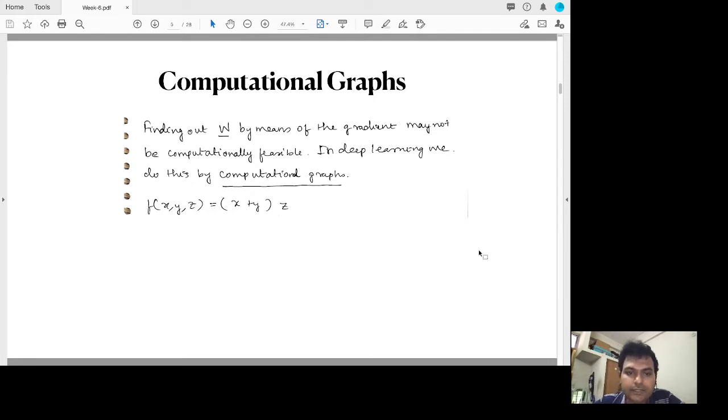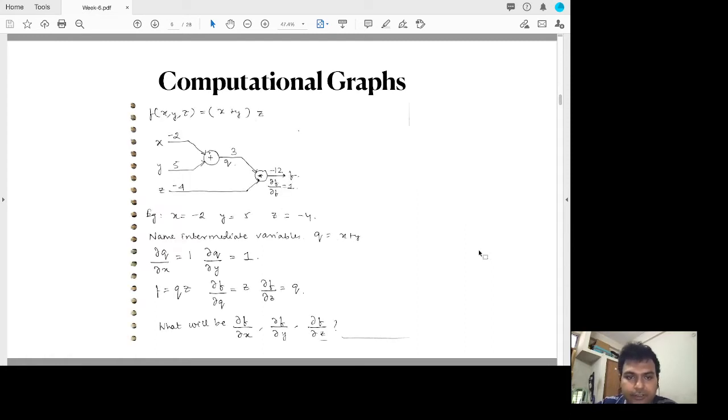So let's start with a very simple example. This is also one of the questions that was given in last year's assignment. Let's say I have a function f of x, y, z. It's a function of 3 variables, and the value is x plus y into z. So this is pretty simple, and for this the computational graph is as follows.